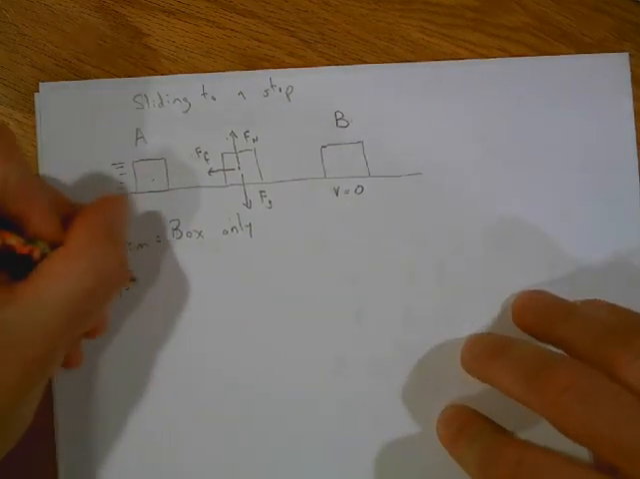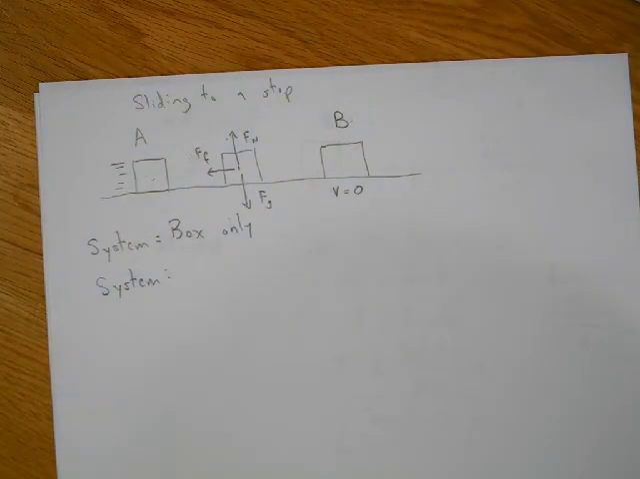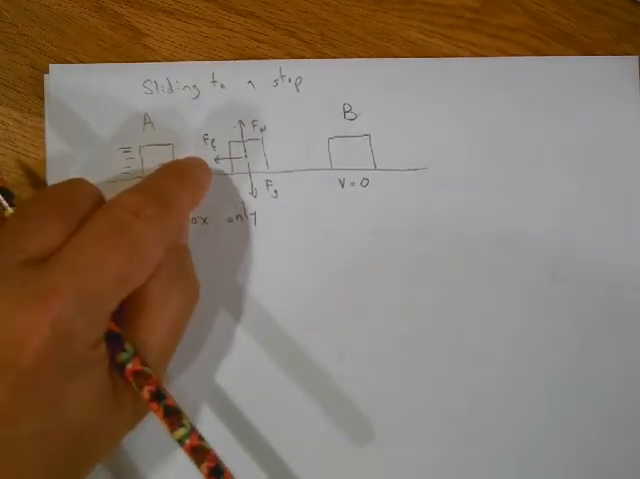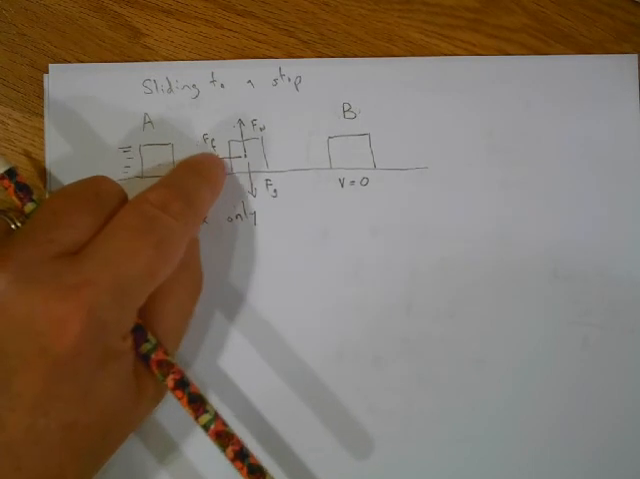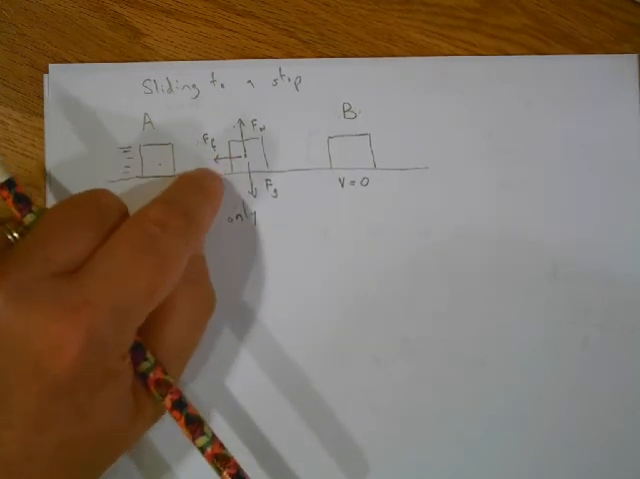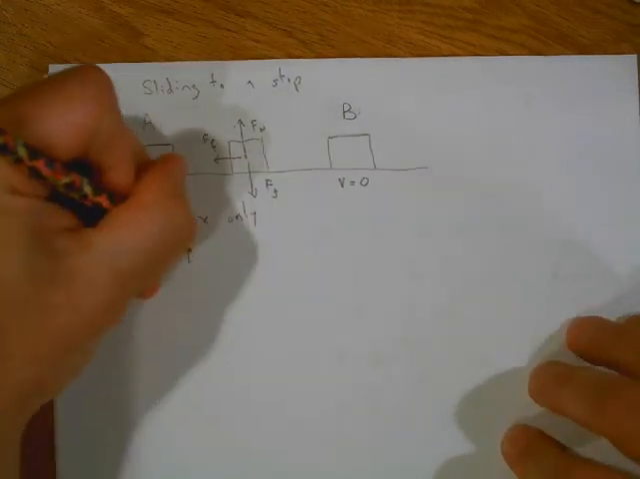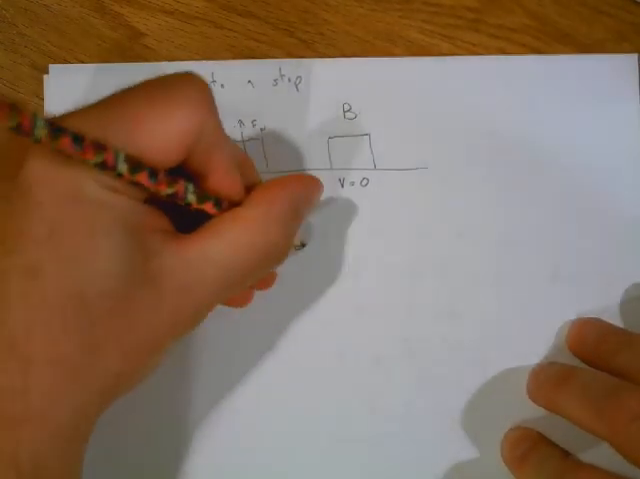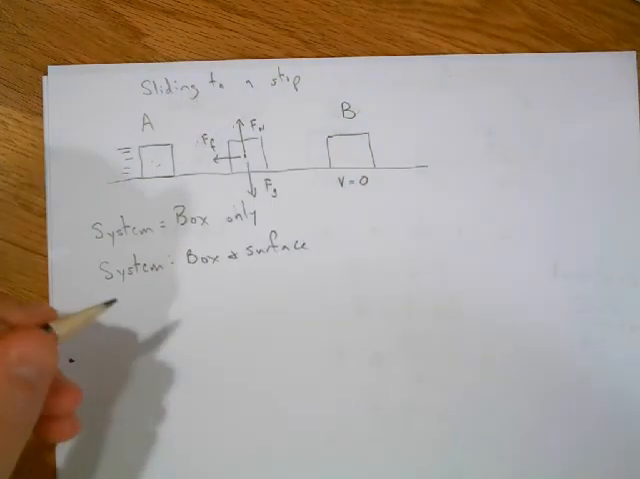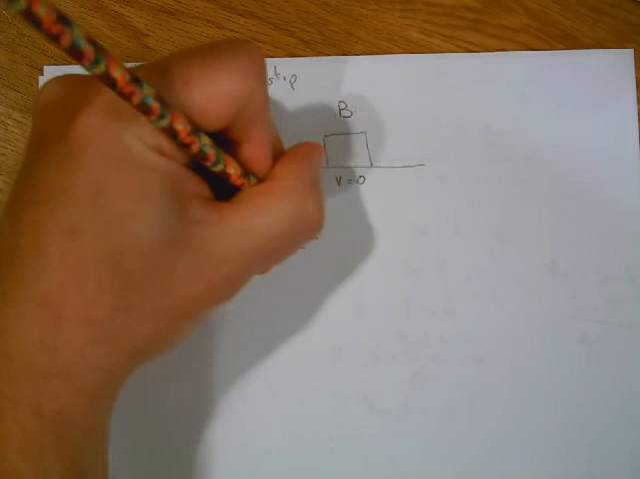Well, if I change my system, so now I want to include, as part of my system, this outside force, well, how do I include that? Well, friction comes about because of the surface rubbing on the box. So that means my system now has to be the box and the surface.